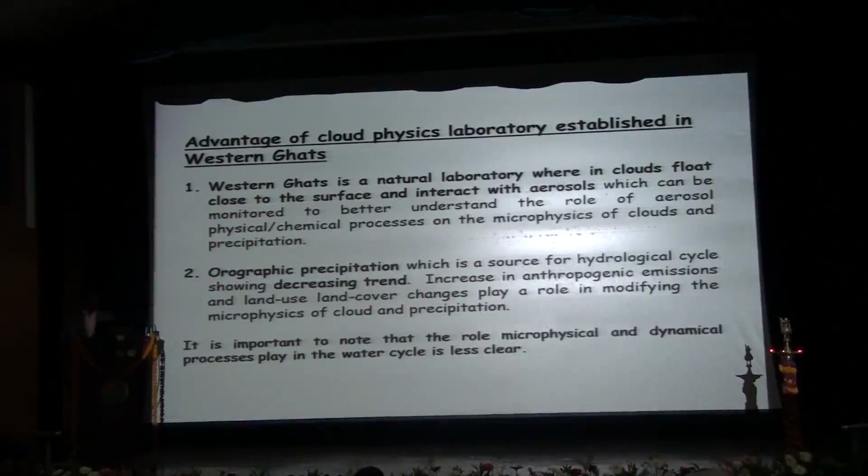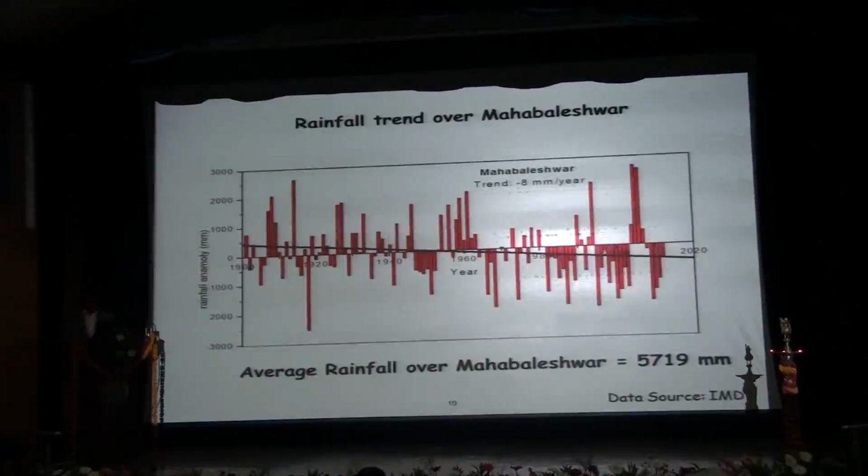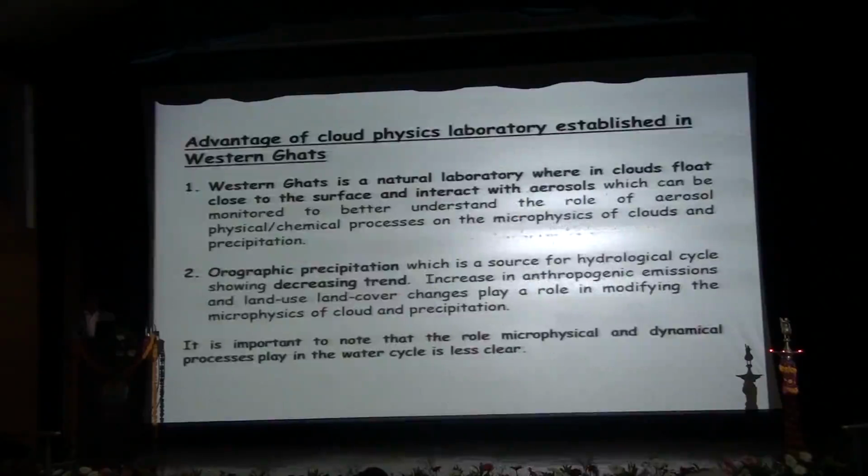Orographic precipitation, which is a source for the hydrological cycle, is showing a decreasing trend. For example, if you look at the trend for the last 100 years, there is a decreasing trend in the last 2-3 decades. There are several possible players, but one could be the increase in anthropogenic emissions and change in land use and land cover, which can play a major role in modifying the microphysics of clouds and precipitation. So it is important to note that the role microphysical and dynamical processes play in the water cycle is still not very clear.